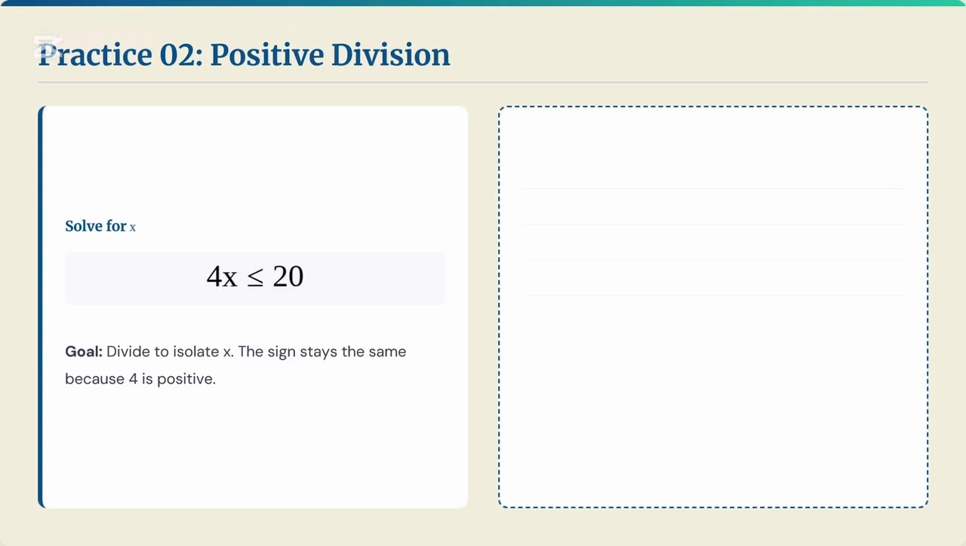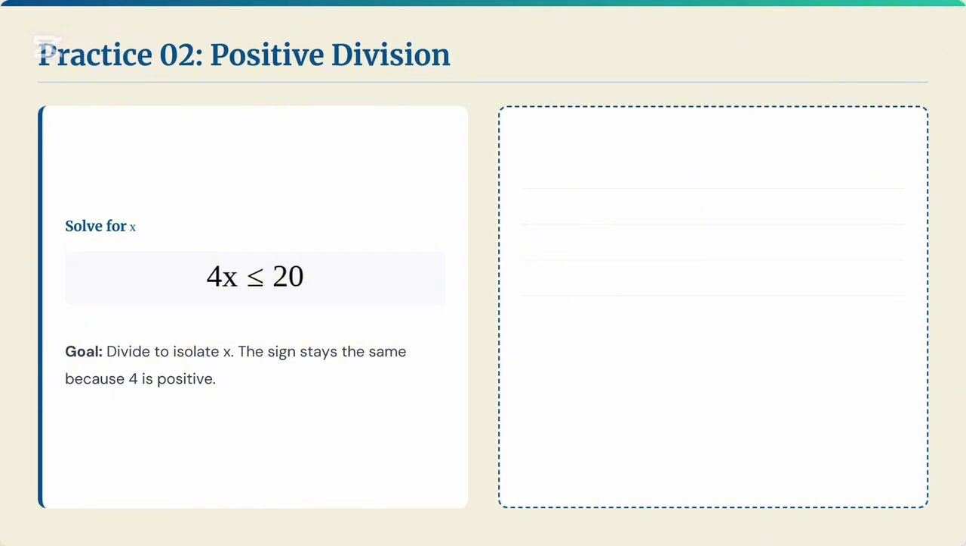Remember we have 4x, meaning 4 multiplied by x. What we're going to do is isolate the x, and we're not going to flip the inequality sign because our 4x is positive. To isolate the x, we're going to divide by 4 on both sides.